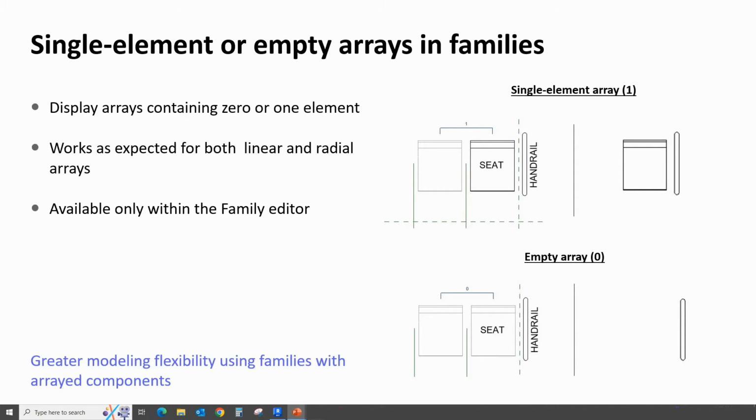Okay, guys, let's continue on looking at single elements or empty arrays in families. This will give us the ability to display arrays containing 0 or 1 element. It will work as expected both in linear and radial arrays, and it's available only within the family editor. That means that you can only do this in the actual family itself.